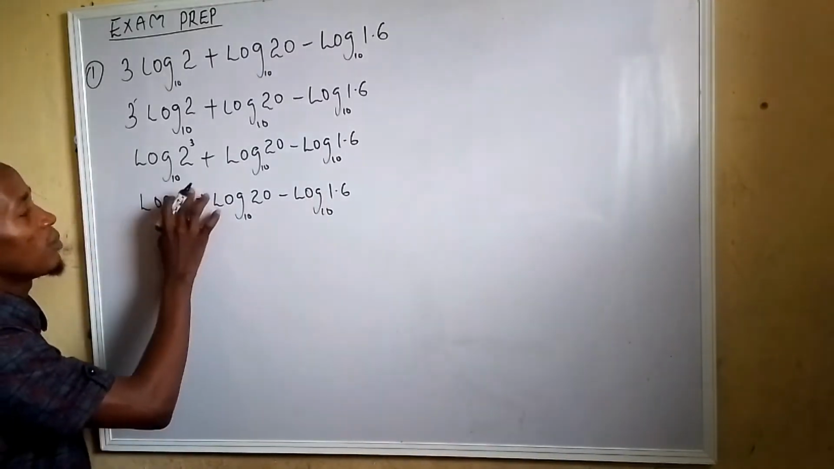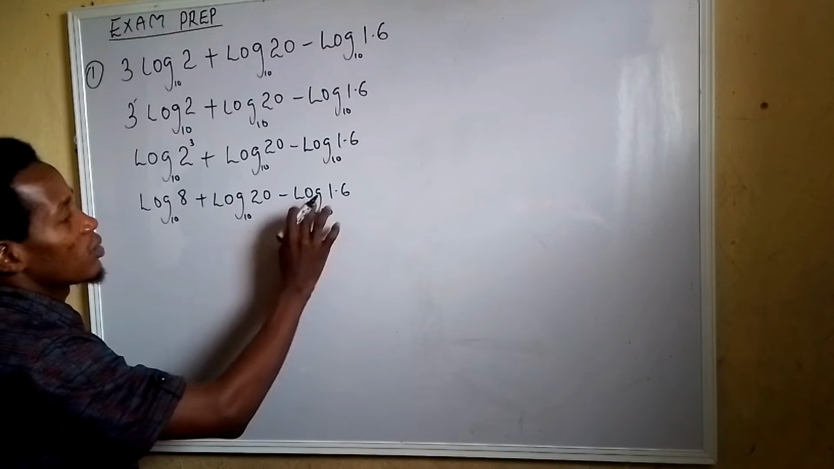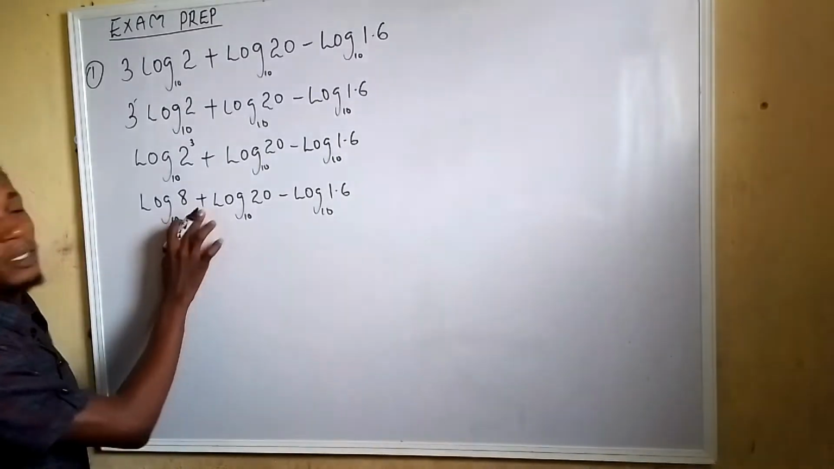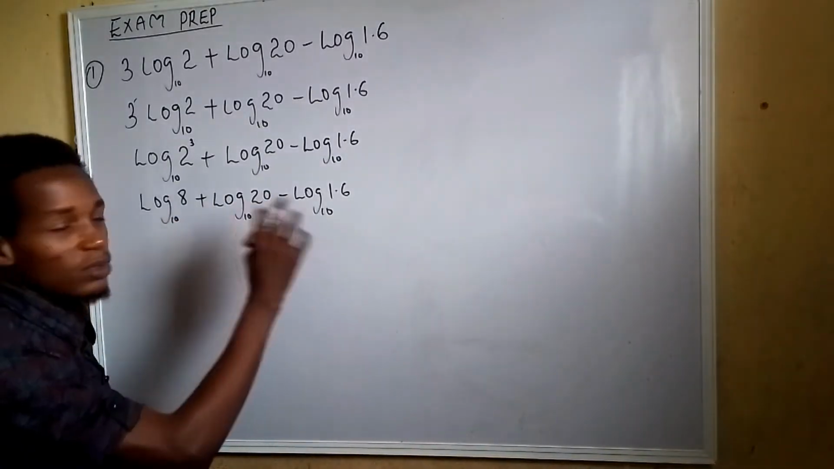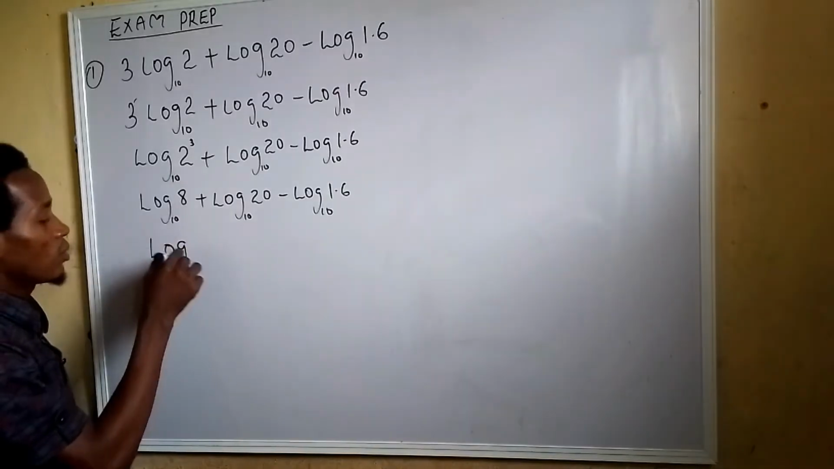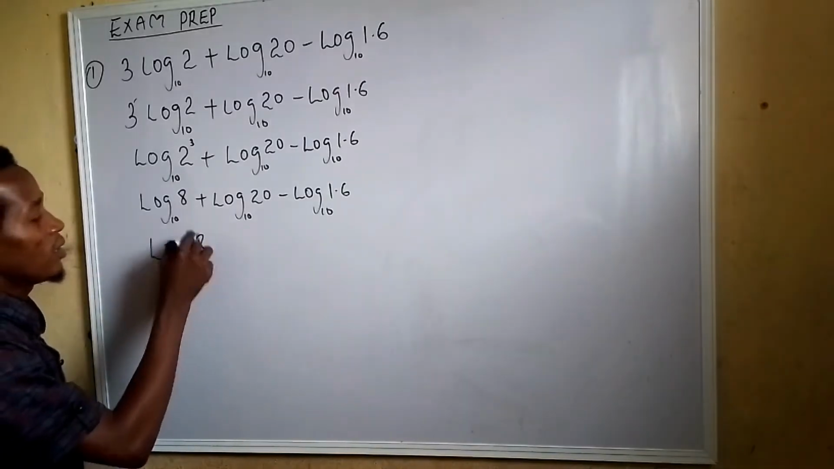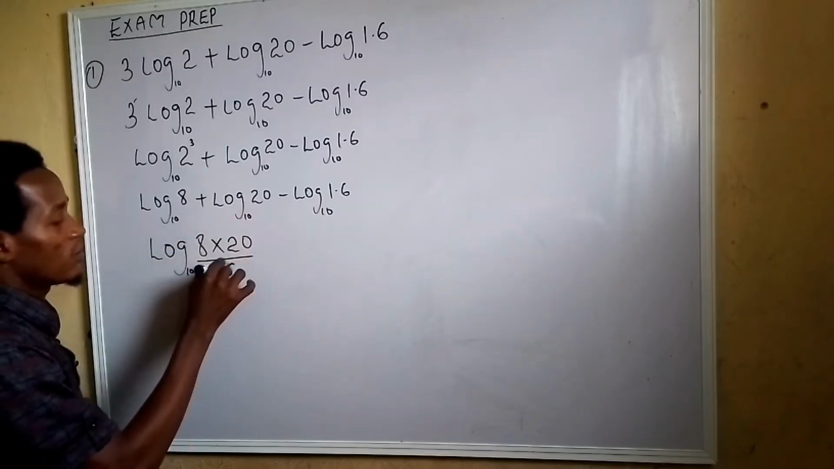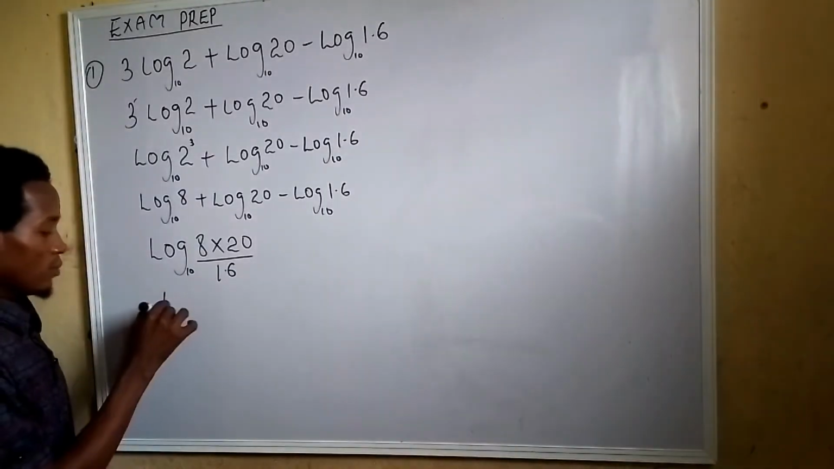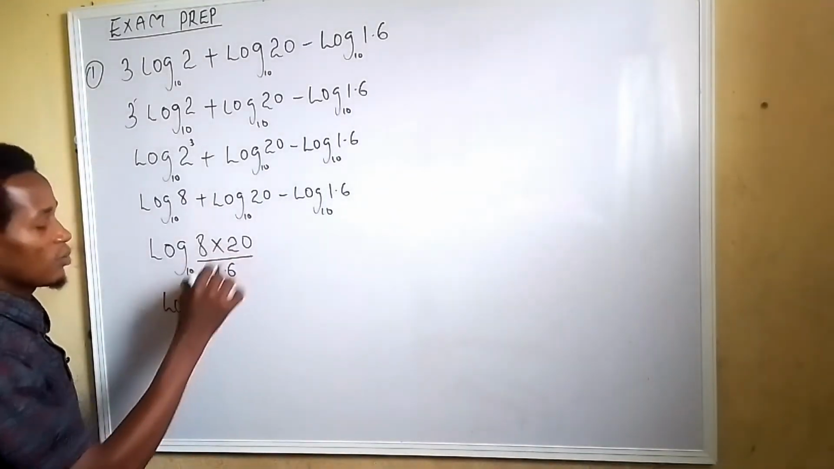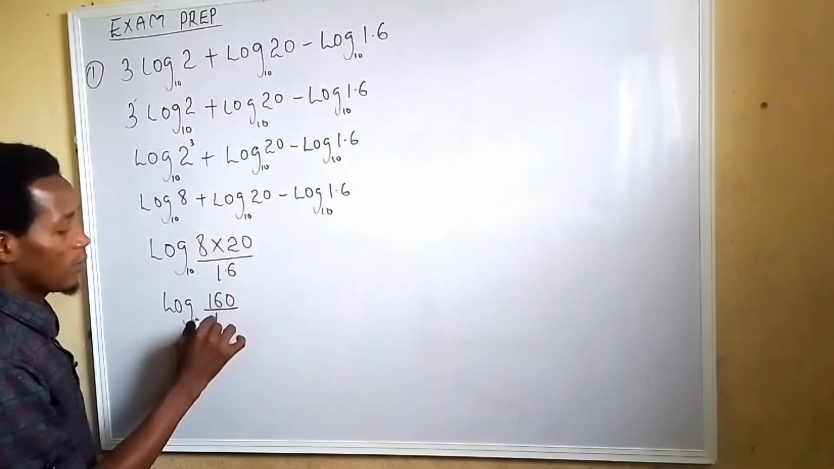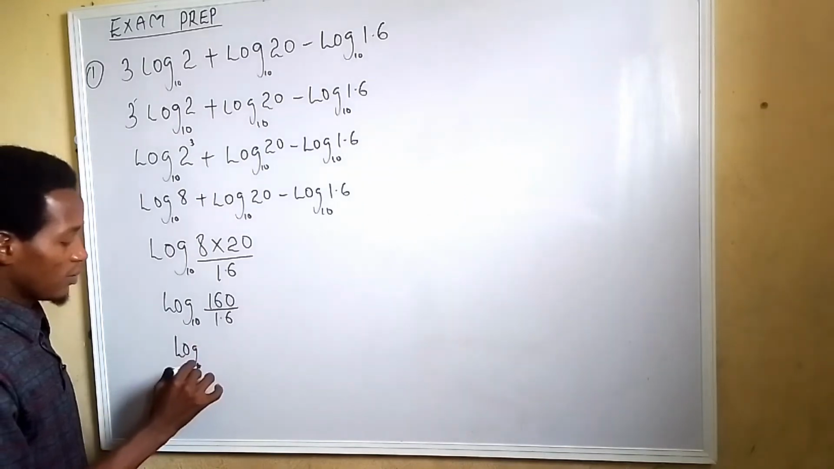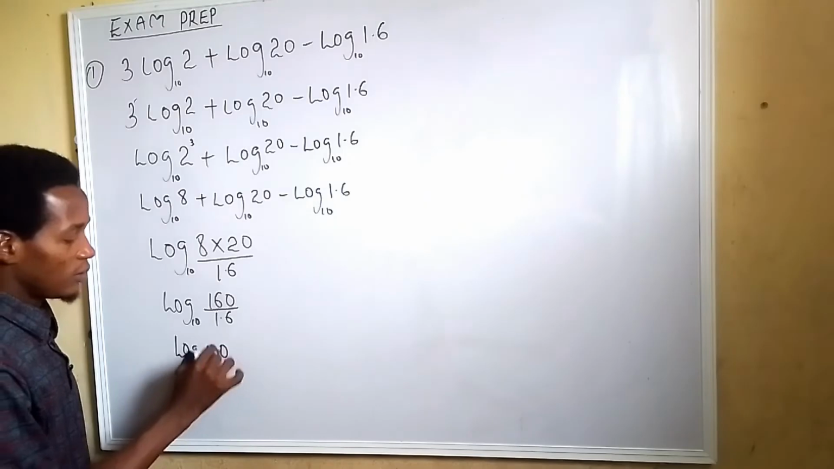Now they are all parallel, having the same base: log 8, log 20 and log 1.6 all in the same base. So since they have the same base, we pick one log and change the addition to multiplication and the minus to division. That will give us log base 10 of 8 times 20, all divided by 1.6. It will be solved further as 8 times 20 is 160, divided by 1.6, which will give us 100.